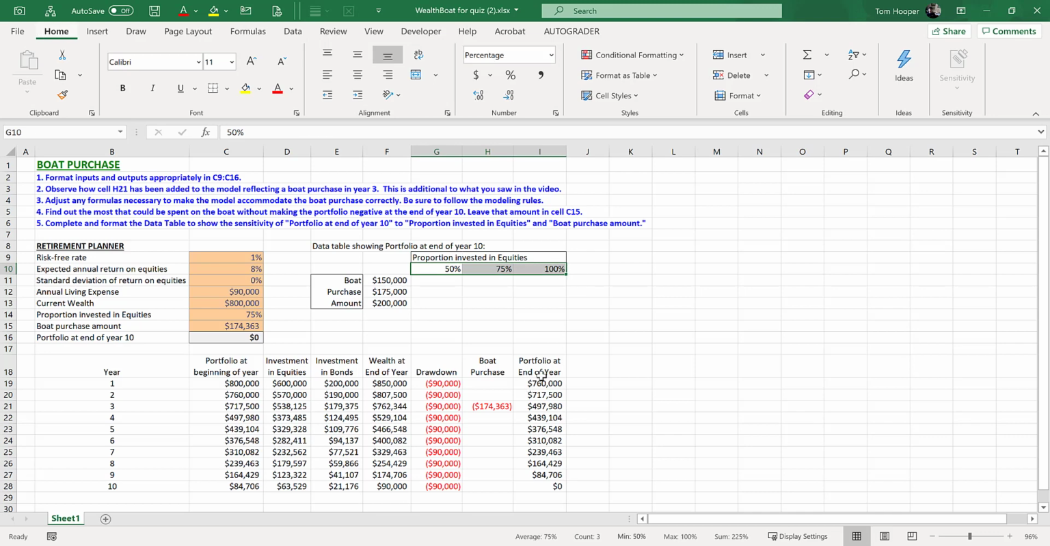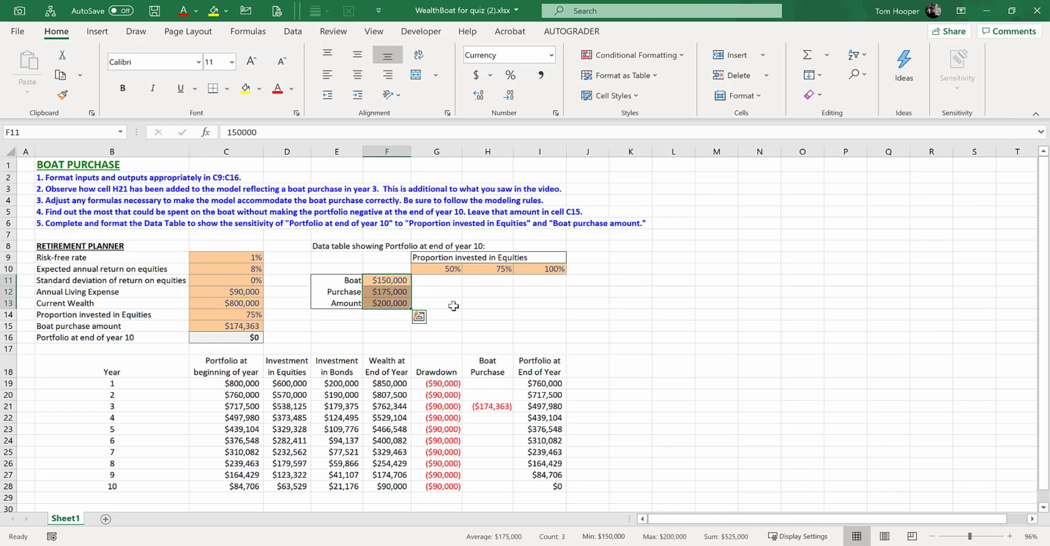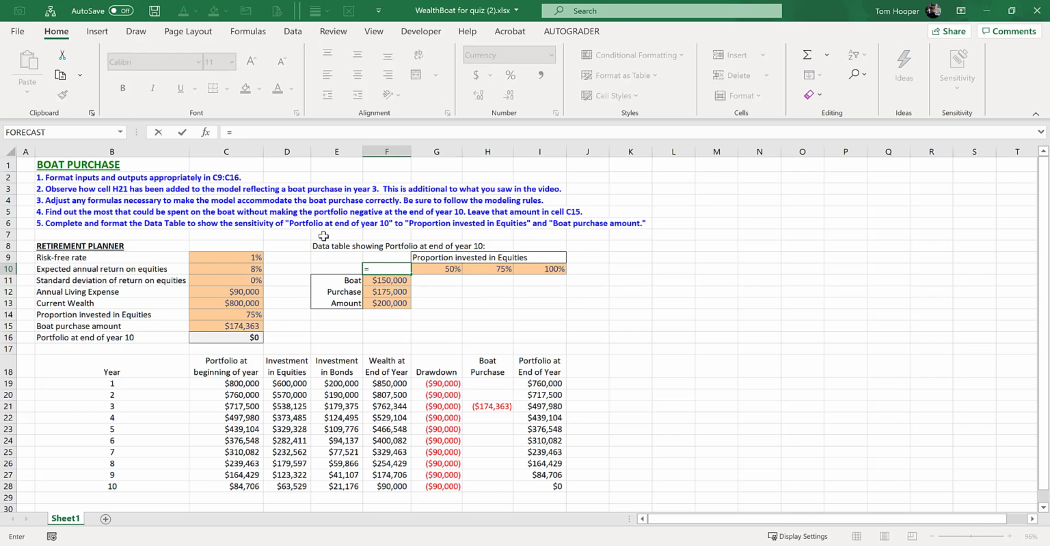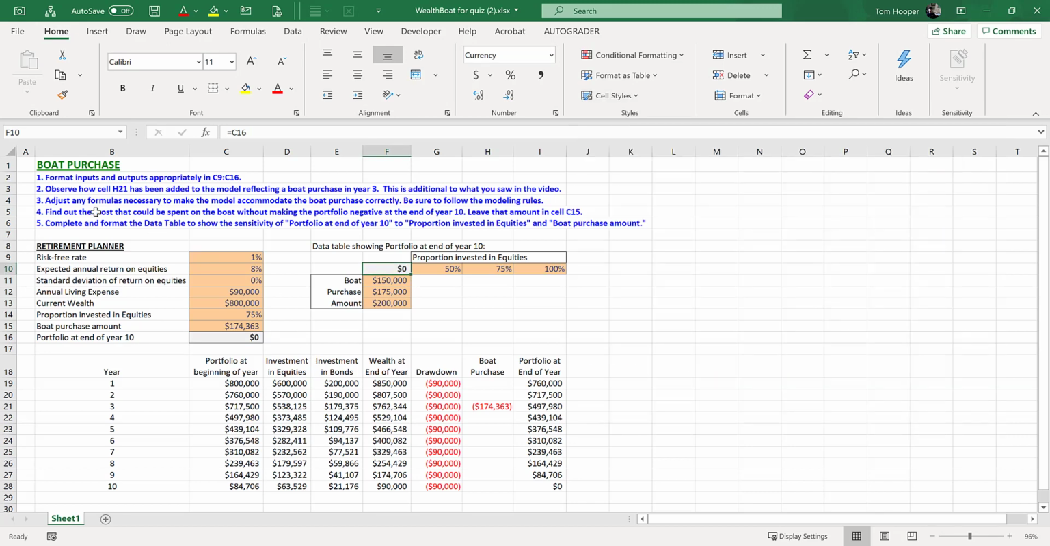So if those are inputs, and these are inputs, then it becomes pretty obvious we're dealing with a two-dimensional model, and there's only one place we can put an output. And we know that we're looking at the sensitivity to the portfolio at the end of year 10. And there's only one output in this model. It goes right there. So we know we can do that and then format it as an output. And so you did lose points if you didn't format those three items correctly and these items correctly.